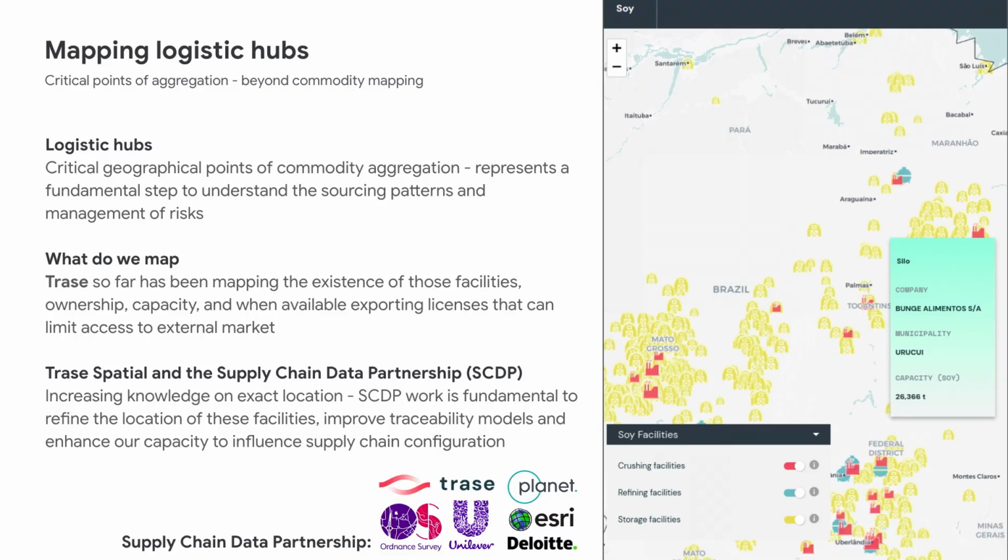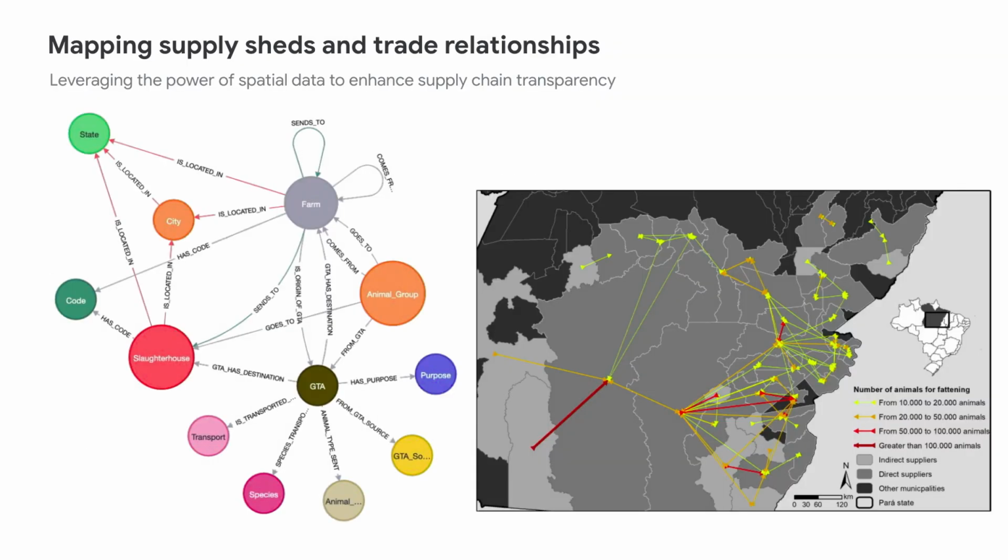Very recently, Trase engaged in the supply chain data partnership, and it's for us to be able to really map the location of these facilities. So the silos, the crushing facilities, the refineries, mills, and the slaughterhouses. And fast forward a little bit on the detection of these facilities, this allows us to do other types of mapping, which is the commodity supply chain at scale or at the property level.